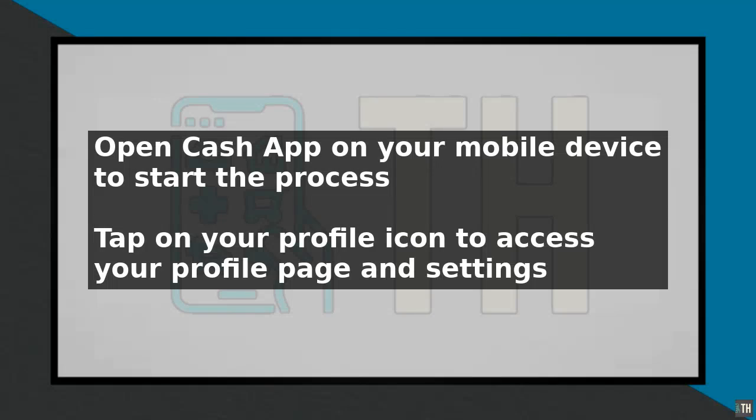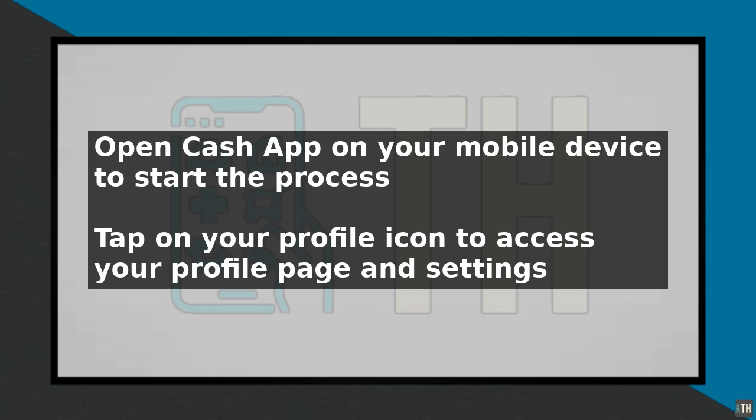To turn on overdraft on Cash App, start by opening the application on your mobile device. Once the app is open, tap on your profile icon or your profile picture located in the top right corner of the screen. This will take you to your profile page where you can access various settings and options.